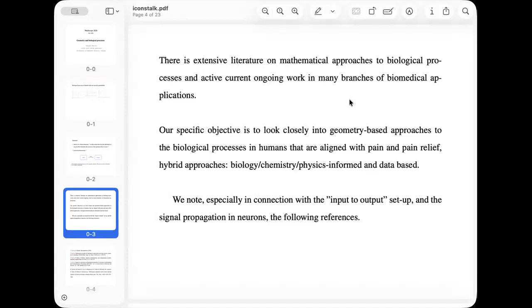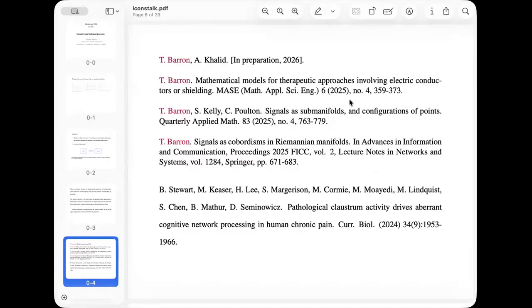I note the following references. With my other student, Asma Khalid, we are preparing a journal paper on mathematical models of pain relief that uses modifications of the Hodgkin-Huxley model. My previous journal paper in 2025 is directly related to this topic. My two other recent publications on the geometric aspects of signal propagation contribute to the mathematical methods in this direction.